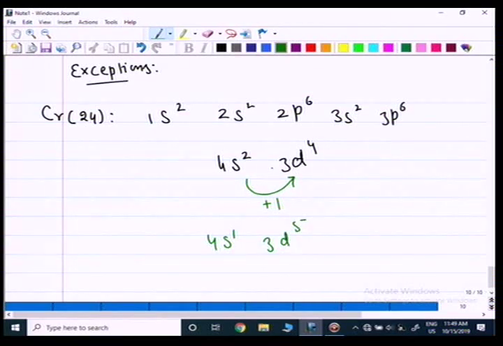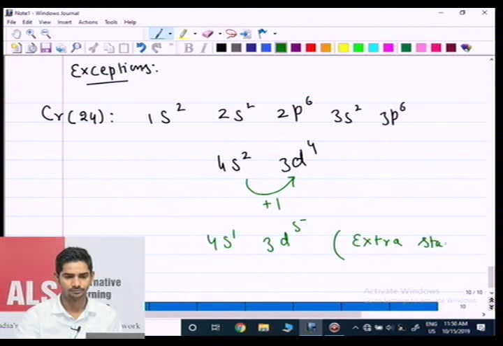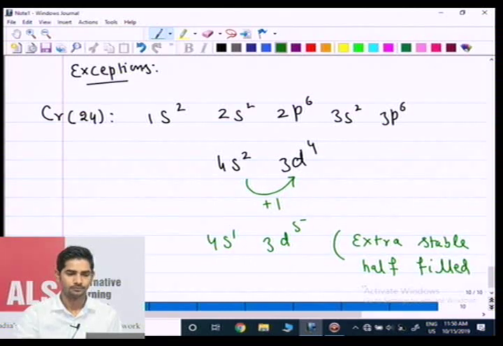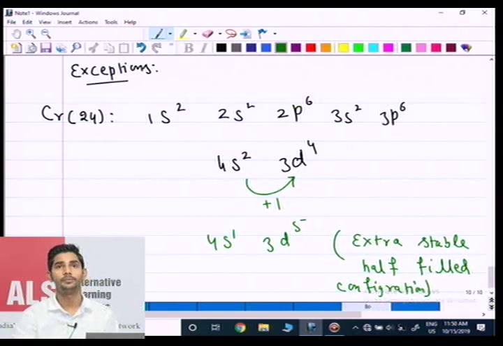configuration. The inner core configuration will be exactly the same, no changes in that. Only 4s2 3d4 will become 4s1 3d5. Okay, so this is the exception that you have to remember: here we shift one electron, and after shifting, both become exactly half filled, which is an extra stable half filled configuration, which has the higher stability. That's why we write this, extra stable half filled configuration. Please copy.